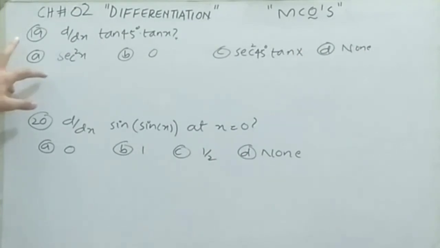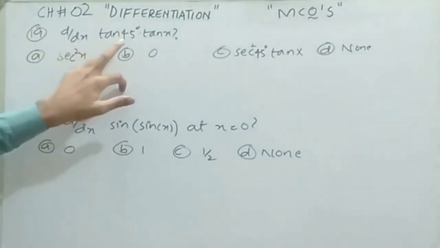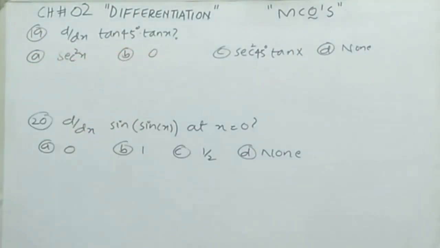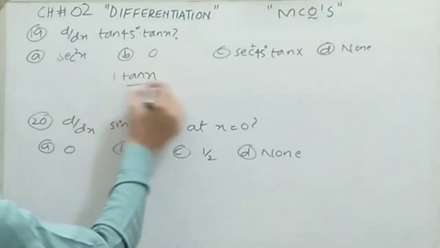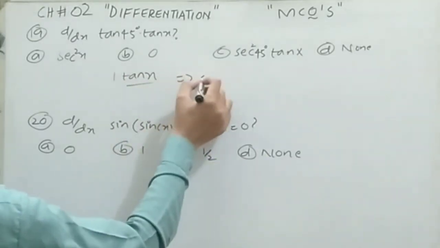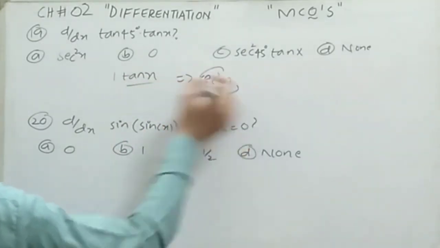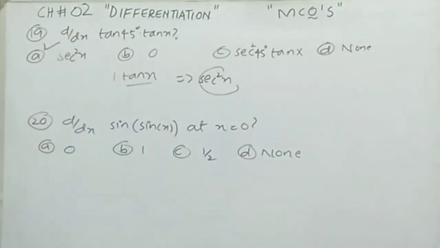Now move toward MCQ number 19. D by dx of tangent 45 degree multiplied by tangent x will be. Remember, tangent 45 degree is always equal to 1, multiplied by tangent x. So you know that derivative of tangent x is always equal to secant square x. So the correct option is option A for MCQ 19.